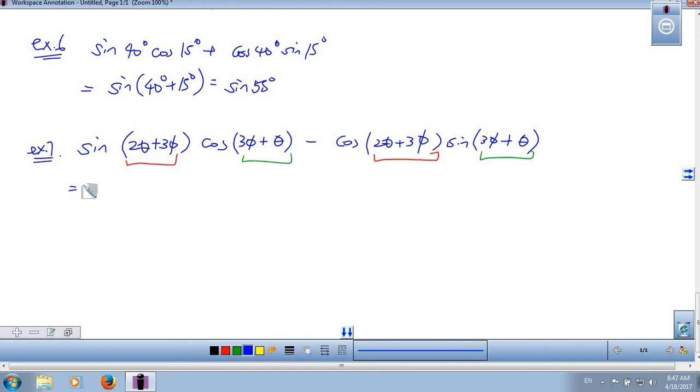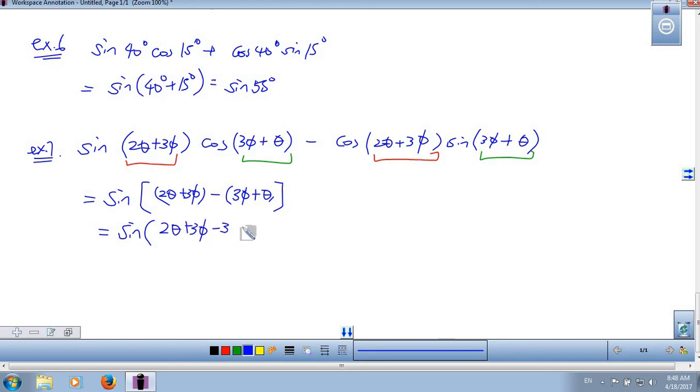So what I can do is combine this into one term. I can say this is sine of A minus B. So A is 2 theta plus 3 phi, minus B. B is 3 phi plus theta, right? So let's go ahead and write this out. That means I can combine the interior of the sine expression first. So it's 2 theta plus 3 phi minus 3 phi minus theta. So actually this is the same as sine theta. 3 phi and 3 phi cancel out, and 2 theta minus theta is theta.